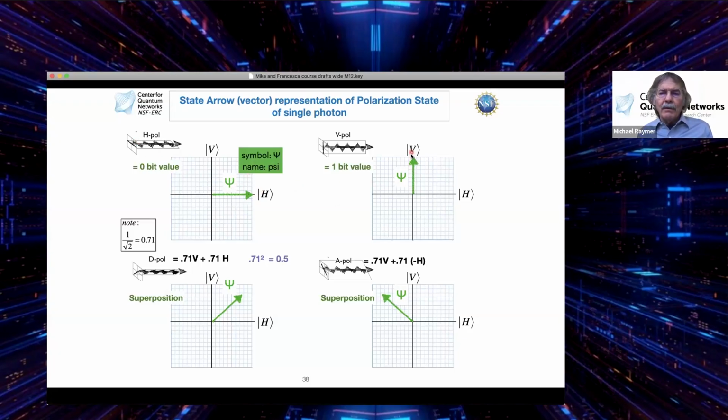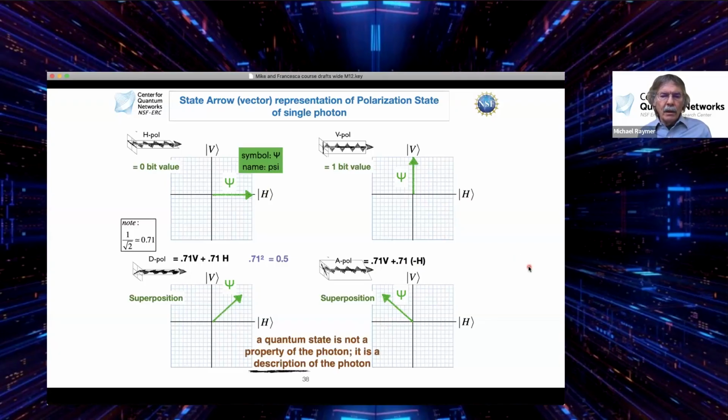If we point the arrow to the V symbol, that means we're talking about a state in which the photon is oscillating in the V direction. If we point the arrow halfway between in the superposition, then that's 0.71 V plus 0.71 H. 1 over square root of 2 is 0.71. And if we point the arrow in this other direction, that means the projection onto the H-axis is negative. So there's a minus here. So it's 0.71 V minus 0.71 H. So this is how we mathematically represent those 4 quantum states of a single photon.